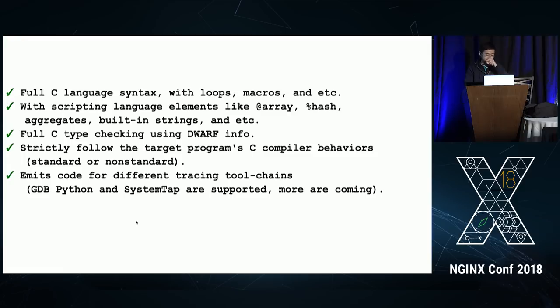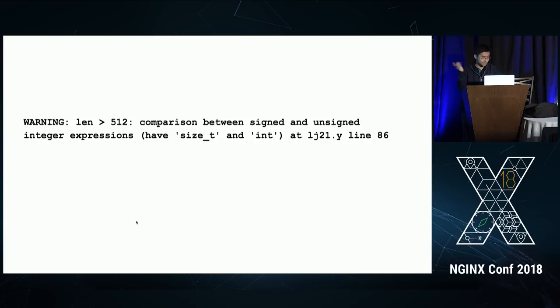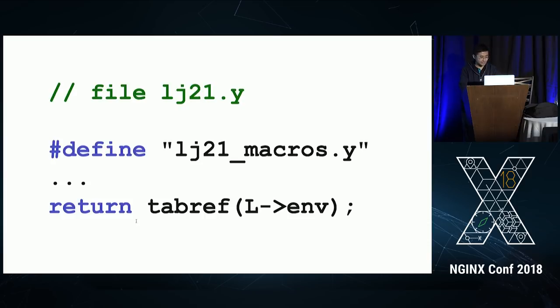And you can do C-level type checking using the DWARF information and strictly follow the GCC, the C compiler, behaviors, standard or non-standard. And you can emit code for different tracing toolchains like GDB, LLDB, DTrace and everything. Right now, GDB, Python, and SystemTap are supported, but more are coming. So this is a simple Y program, and it can also have warnings like GCC. So we're doing a lot of things here.